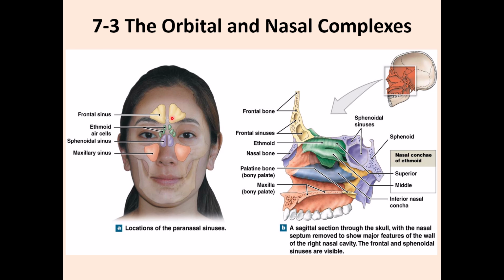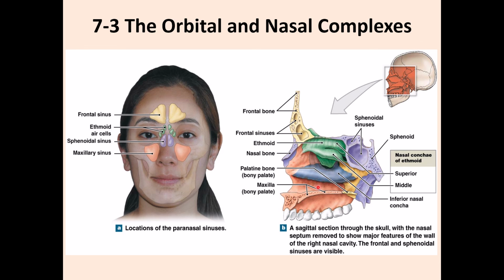This is in the frontal bone. This is the ethmoid sinus, so ethmoid sinus around here. The frontal sinus is this area, and the sphenoid sinus is this one, and finally the maxillary sinus that is around this area, inside the bone. You cannot see it properly here.